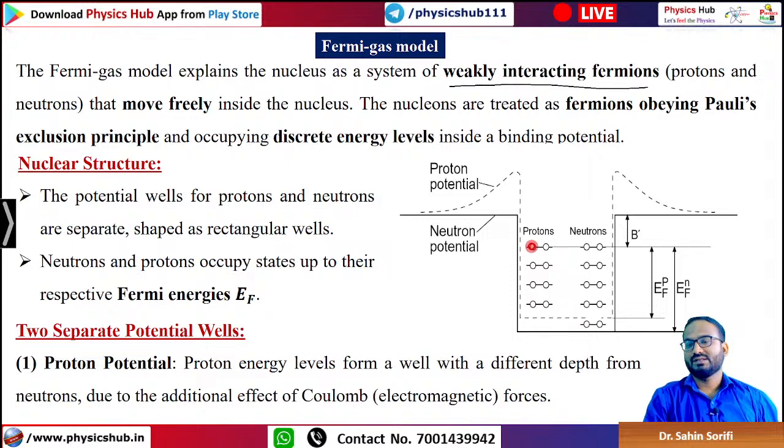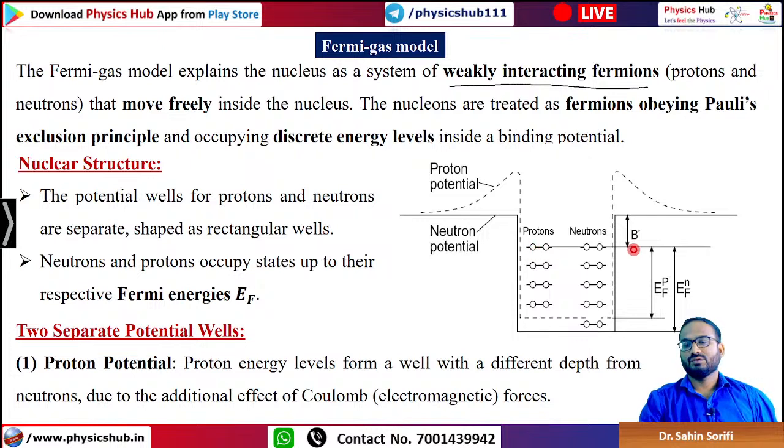So, in one energy level, there will be only two particles. Here you can see two neutrons, two protons, two neutrons. The potential well is roughly rectangular, but it shows some curve at the edges. The potential wells for protons and neutrons are shaped as rectangular wells. Neutrons and protons occupy states up to their respective Fermi energy EF.